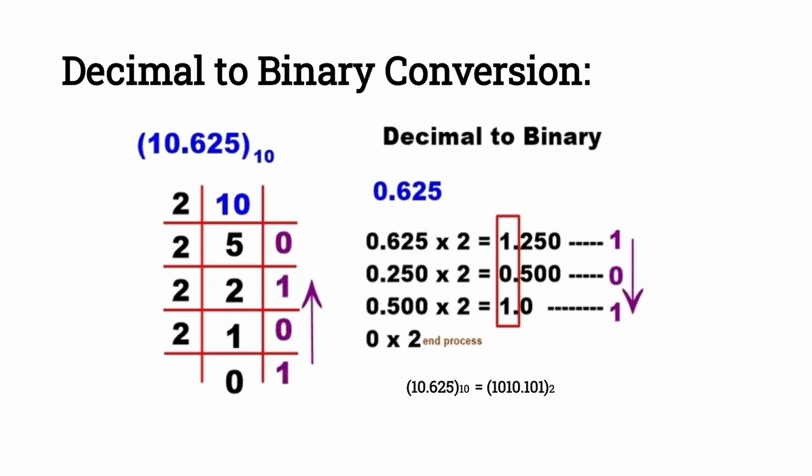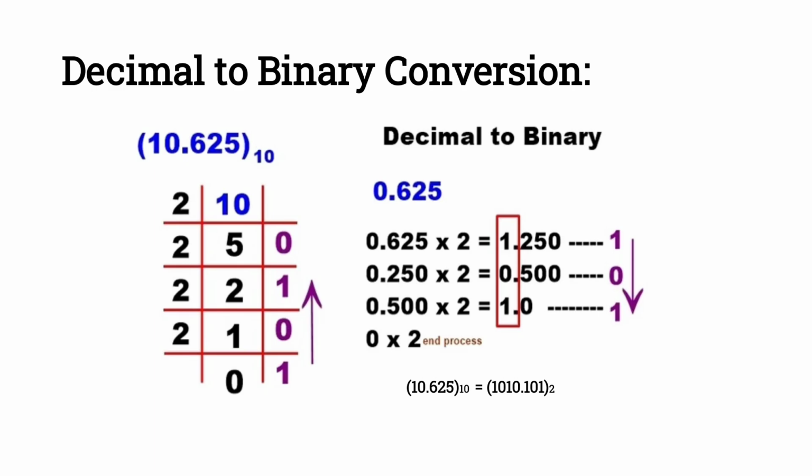The remainder is 0. Quotient is 5. Again, 5 divided by 2. The remainder is 1 and the quotient is 2. Again, 2 is divided by 2. The remainder is 0. Quotient is 1. Again, 1 is divided by 2. The remainder is 1 and the quotient is 0. So now we are going to take only the remainder values, from down to upwards. So the final value is 1010.